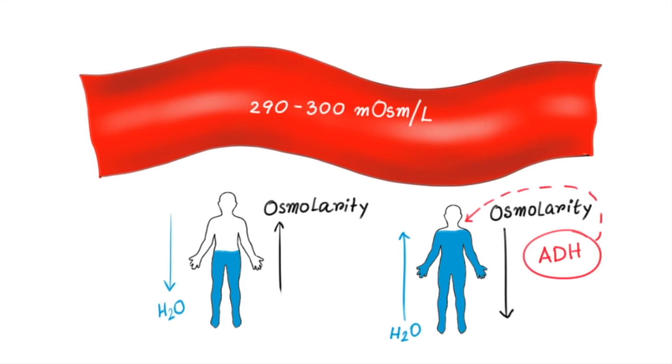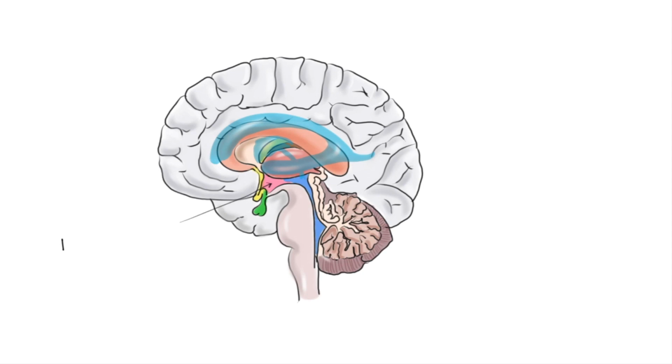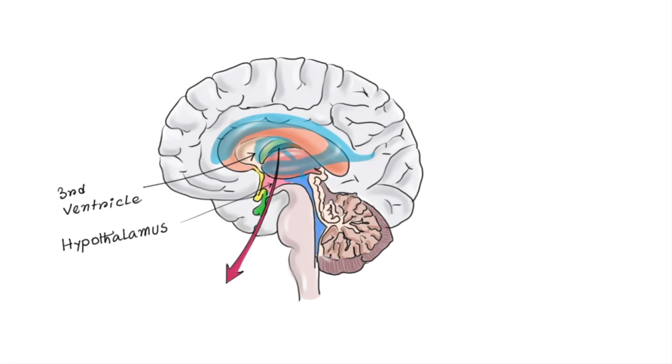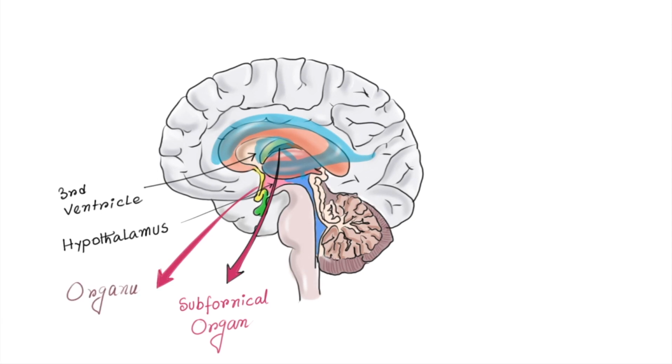Let's see how this whole system works. You must know about osmoreceptors. Here, this is the hypothalamus and this is the third ventricle. The anterolateral area of the third ventricle has some osmoreceptors which can sense the osmolarity of the blood. Two such specialized structures are the subfornical organ and the organum vasculosum.